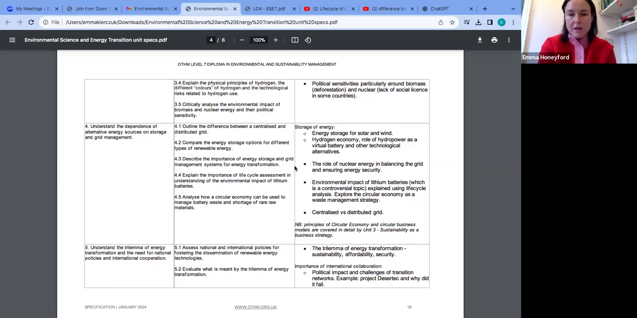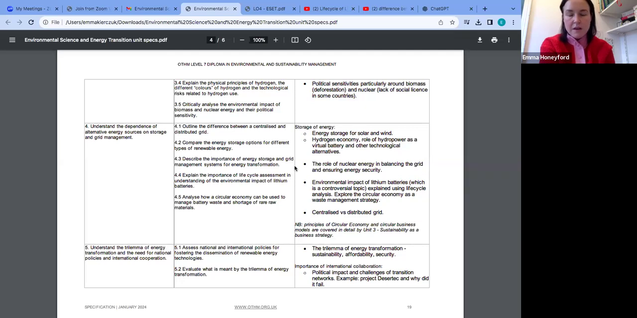4.2, so we're going to look at how we compare the energy storage options for different types of renewable energy. So we know the science is different for each renewable energy, therefore the storage will look quite differently and presents different challenges. 4.3, so we will be able to describe the importance of energy storage and grid management systems for energy transformation.